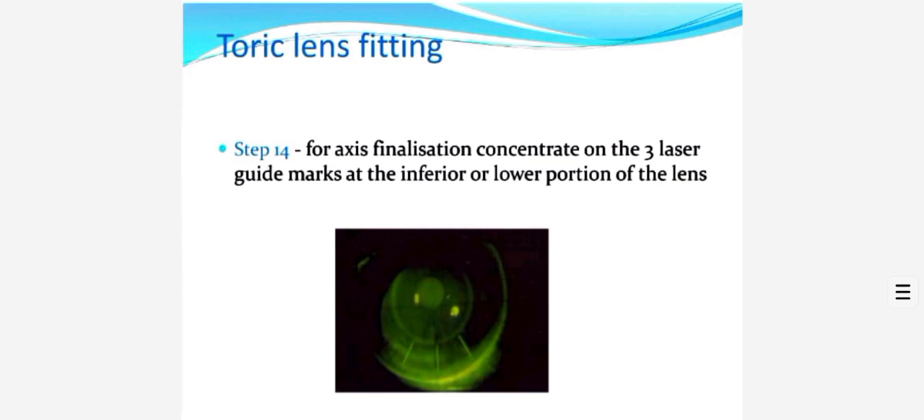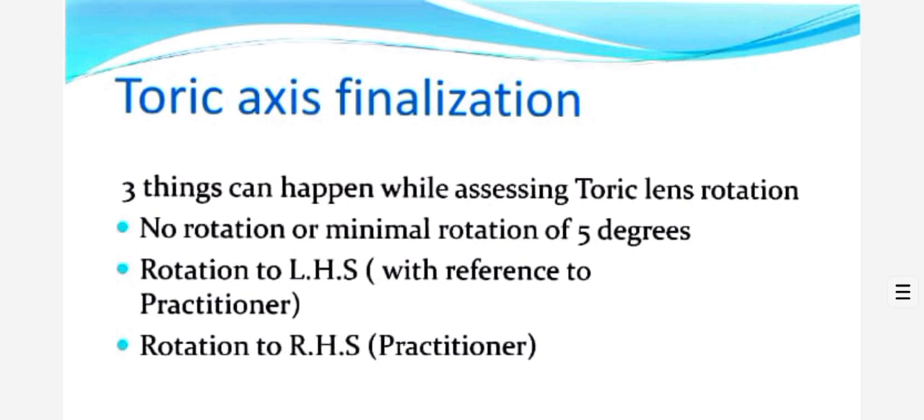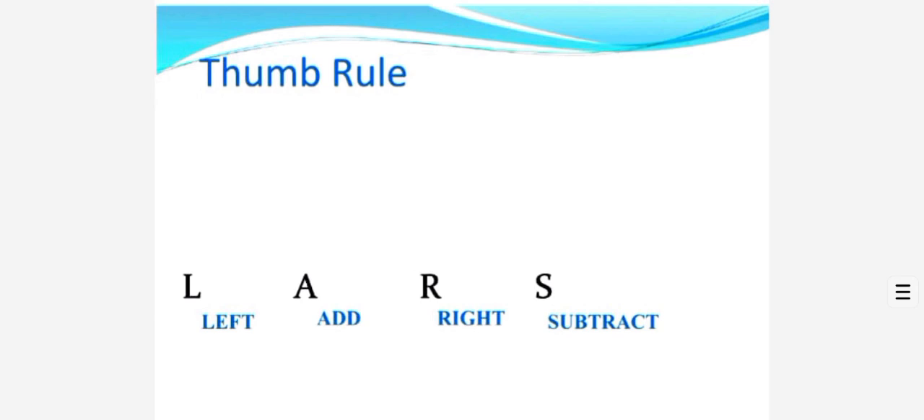In toric lens fitting, axis finalization is concentrated on the three laser guide markings at the inferior or lower portion of the lens. In toric axis finalization, three things can happen while assessing toric lens rotation. No rotation or minimal rotation of 5 degrees. Rotation to the left, or rotation to the right. Thumb rule is LARS: left add, right subtract.